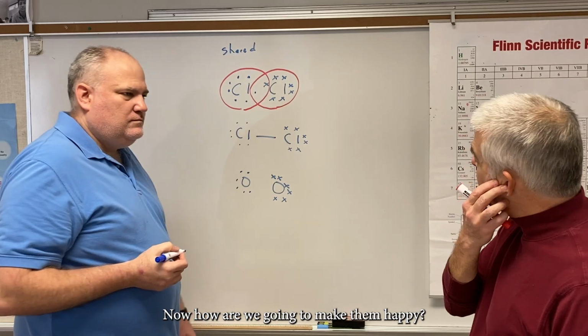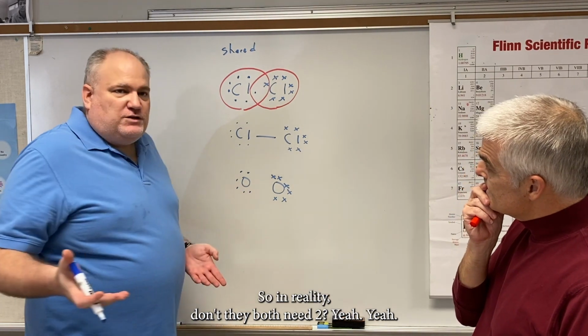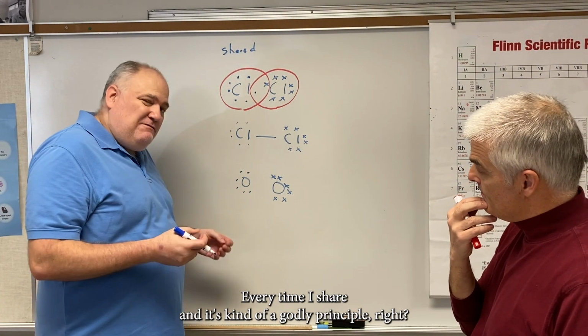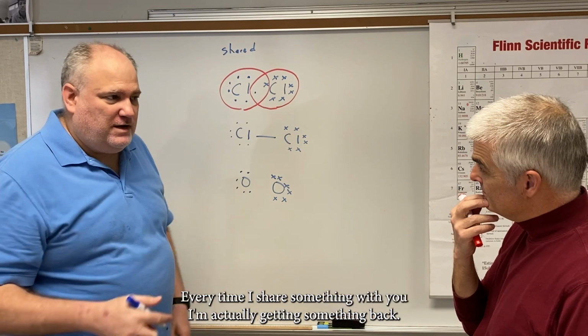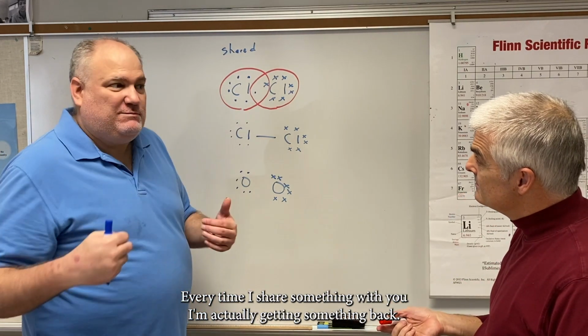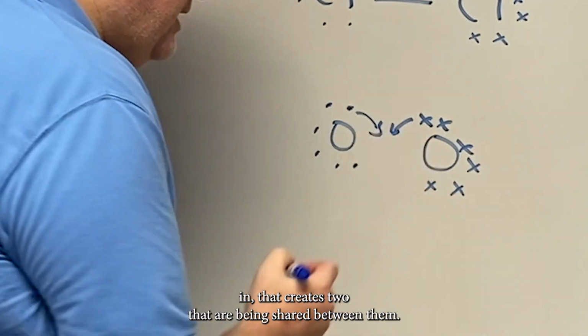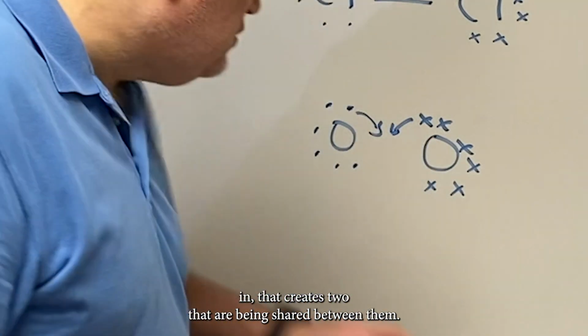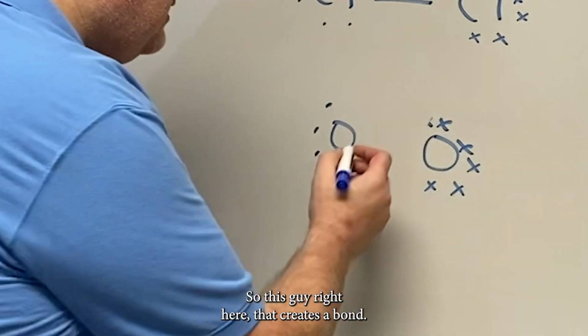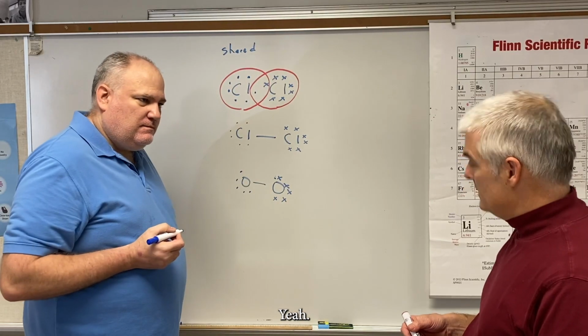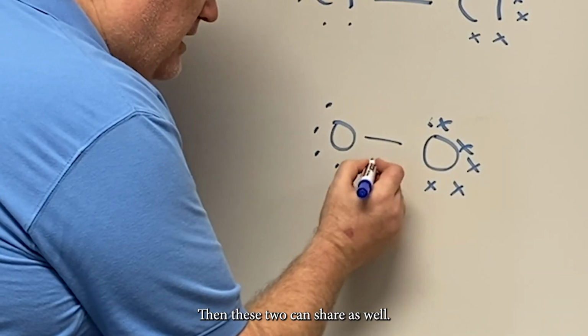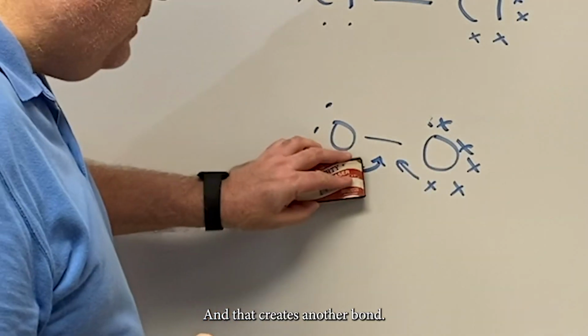Now, how are we going to make them happy? In reality, don't they both need 2? Yes, 2. So here's the thing. Every time I share something with you, I'm actually getting something back. So if this one shares an electron and this one shares one in return, that creates 2 that are being shared between them, and that creates a bond. Then these 2 can share as well, and that creates another bond.